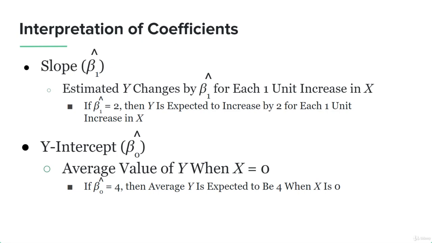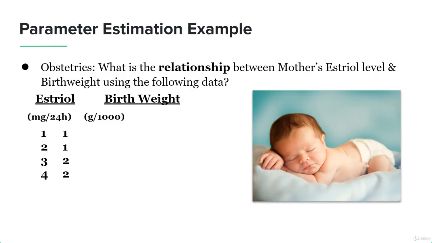The y-intercept coefficient beta 0 is the average value of y when x is 0. If beta 0 is 4, then the average value of y is expected to be 4 when x is 0. So it's quite simple. Considering the equation, beta 0 will be equal to y if x is 0. The example of parameter estimation is something similar.